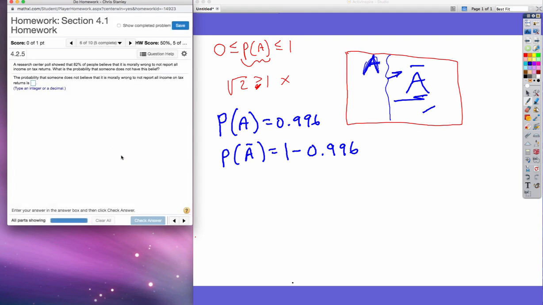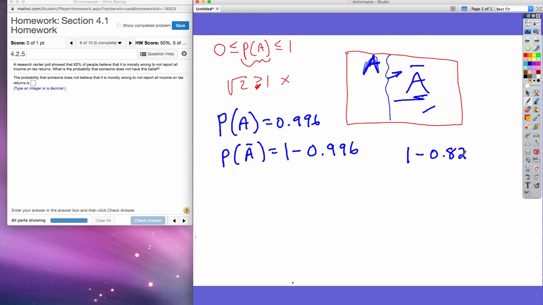Okay, 6. This is the same idea. They're saying 82% believe that it's morally wrong, and then they're saying does not believe, so it would be 1 minus 0.82, which should come out to be 0.18. So basically it's what's left over to get you to 1.